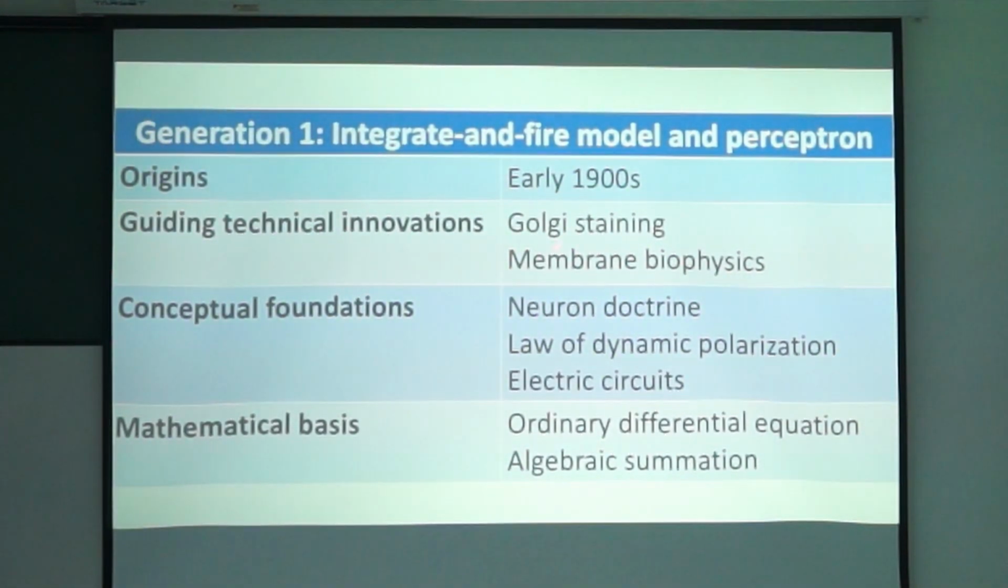The technical innovations that guided this were the Golgi staining technique, without which Cajal wouldn't have known that there are individual neurons, and membrane biophysics, which led to the RC circuit formulation. The conceptual foundations were the neuron doctrine and the law of dynamic polarization, which is essential because it lets you assume that there is unidirectional flow of information, and fundamentally the concepts from electric circuits moved in here. In the continuous-time version it would be an ordinary differential equation. In the discrete-time version it would be an algebraic summation. That's the first generation.